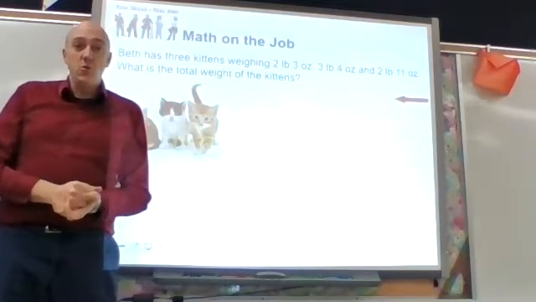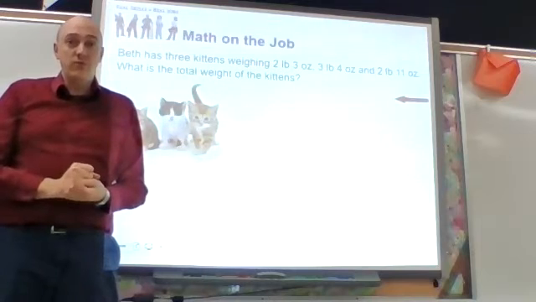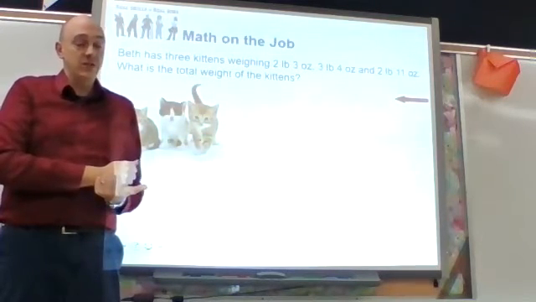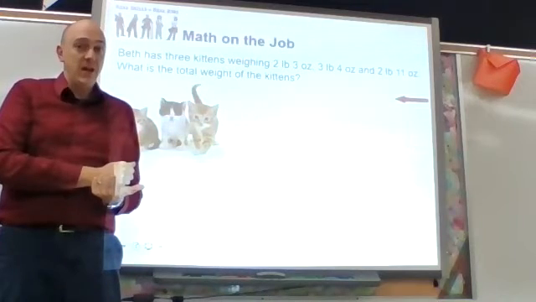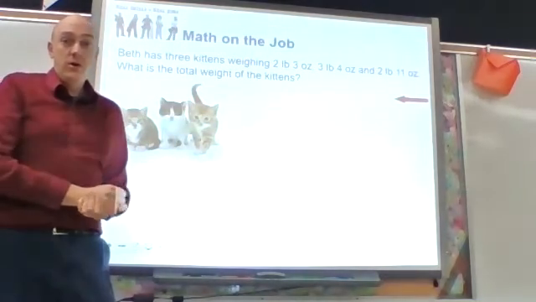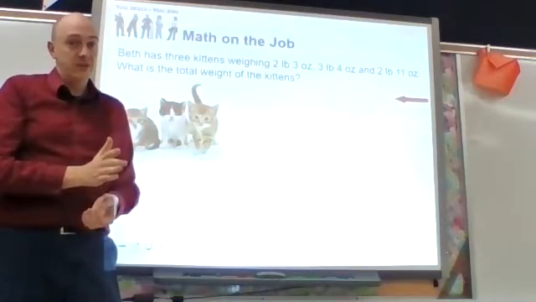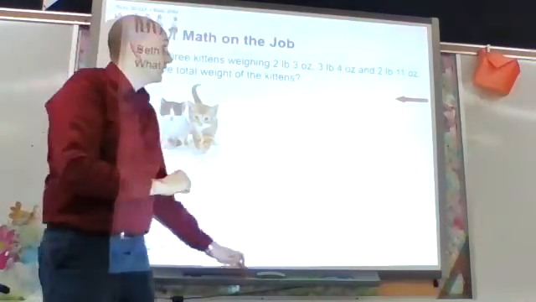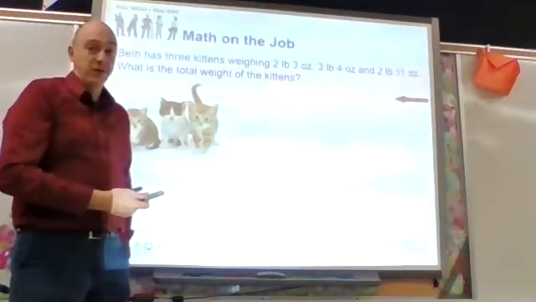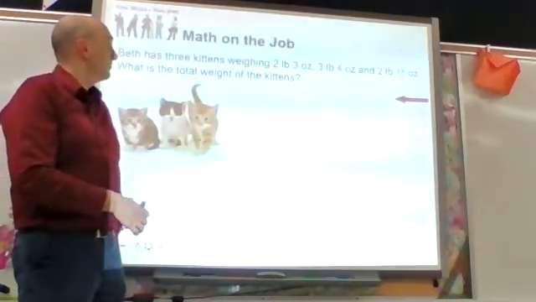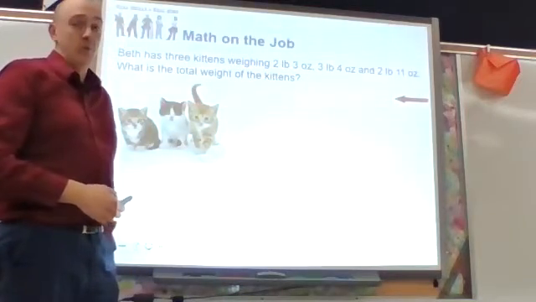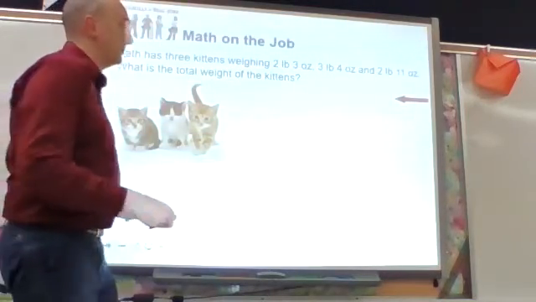For today's lesson, we are going to start with a quick review of what you would have looked at in the last class using the imperial system and how to add up weights. So if you want to try this out on your own, pause it now, see if you can get the answer, and then watch my solution. All right, so we have Beth with 3 kittens weighing 2 pounds 3 ounces, 3 pounds 4 ounces, and 2 pounds 11 ounces. We want to know the total weight of all those kittens. If you put them all together on a scale, what would it show?